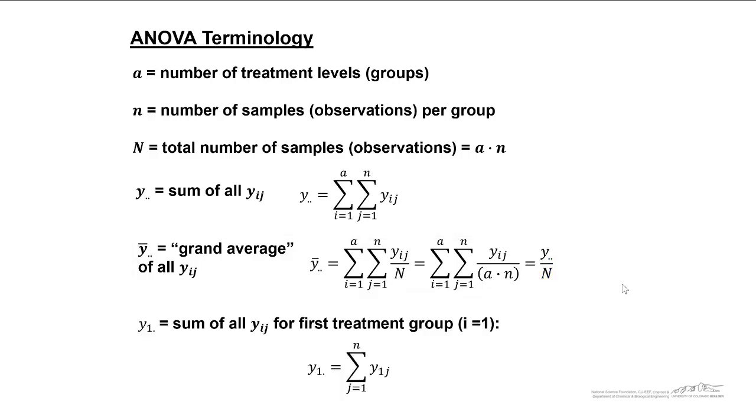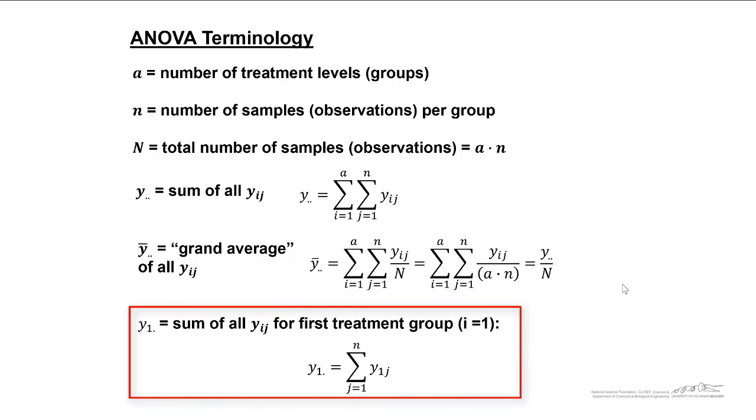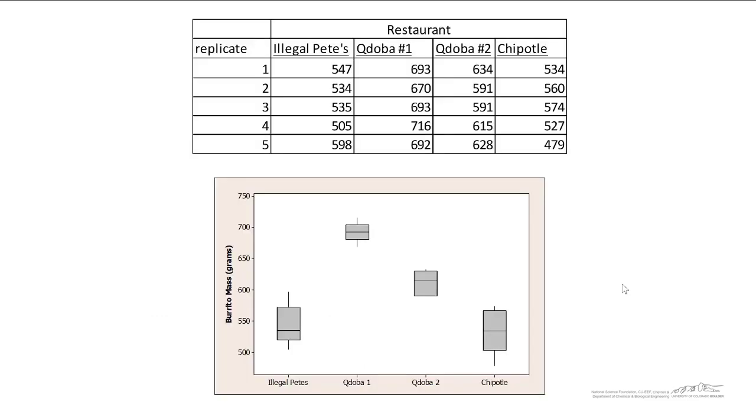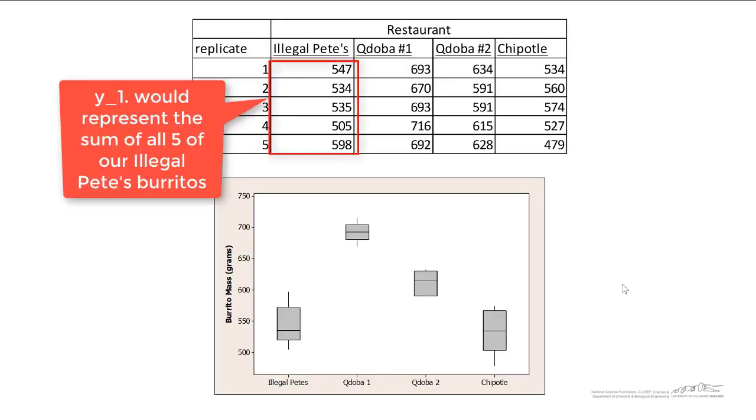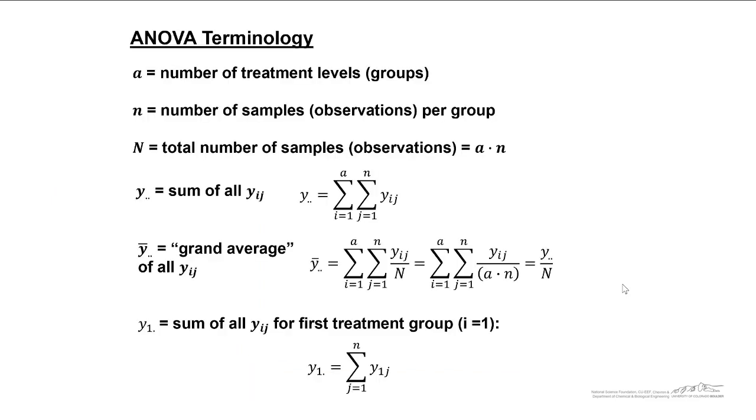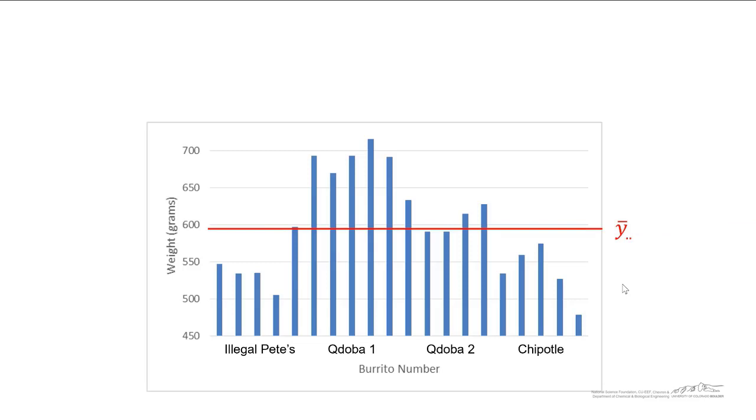We can also determine y1 dot. So that's when i equals 1. This would be for the first treatment group. And y1 dot is just the sum of all y_ij, but only in that first treatment group. For example, this would represent the sum of all of the masses in the Illegal Pete's group. We could also compute y1 dot bar, which would just be y1 dot divided by little n. Graphically, y dot dot bar is just that grand average that we talked about earlier. That's just mu in my previous diagram.